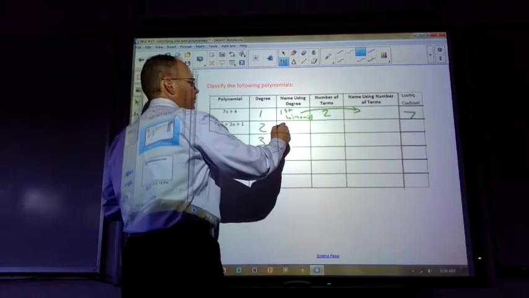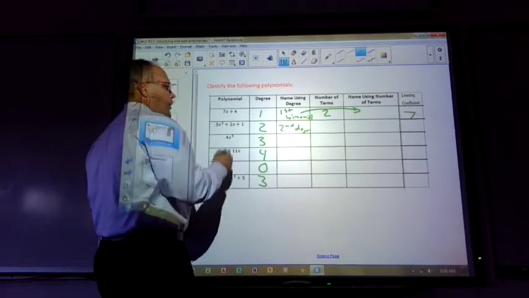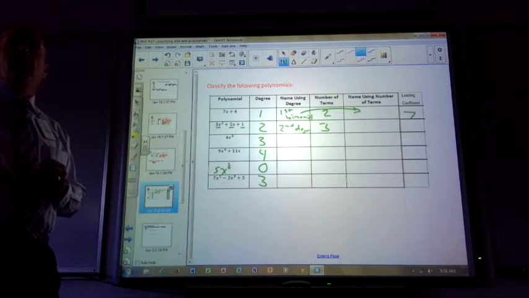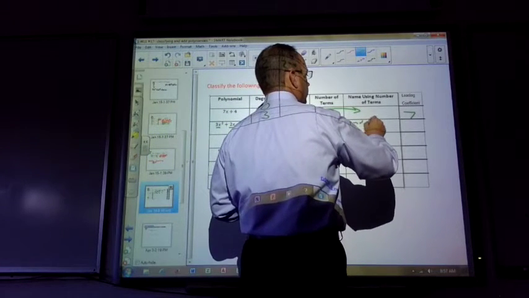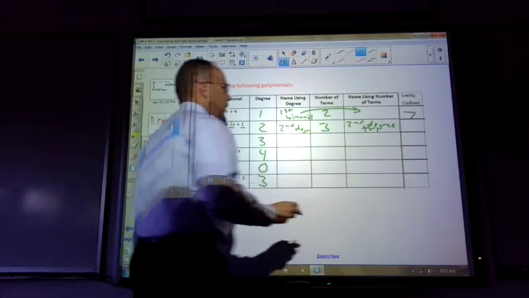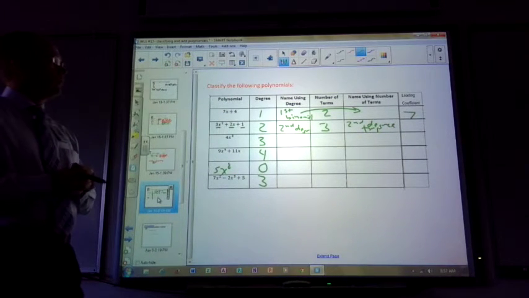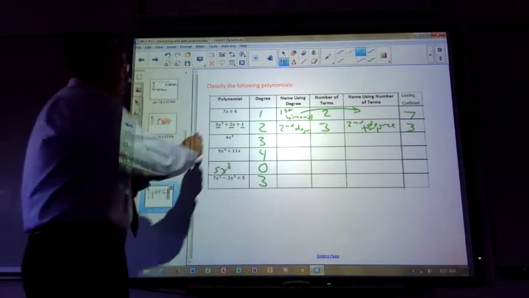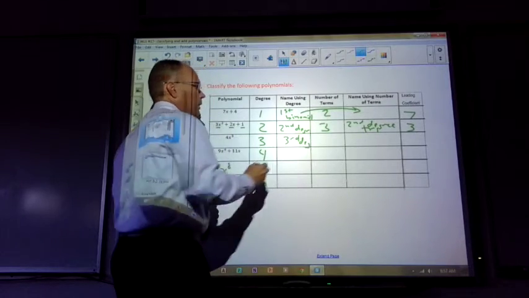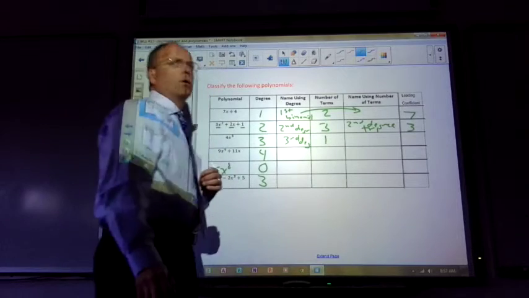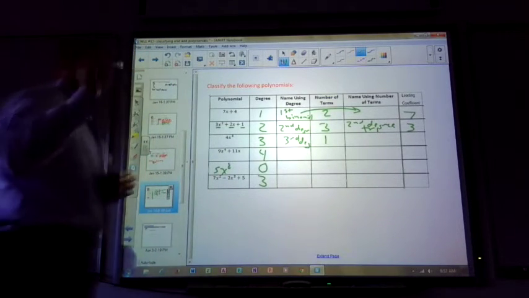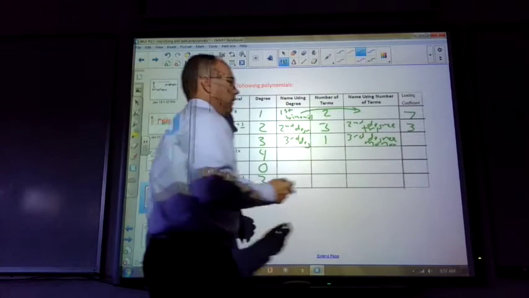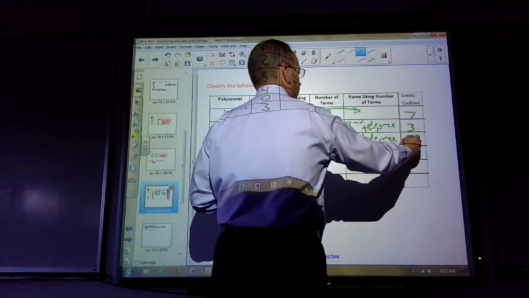Name using degree, second degree. Number of terms? 3. Good. I have 1, I have 2, I have 3. It is a second degree trinomial. Leading coefficient? 3. Just worry about the number. Don't worry about having the letter with it. Next, it's third degree. Number of terms? 1. One is known as monomial. So this is a third degree monomial. What's my leading coefficient? 4.